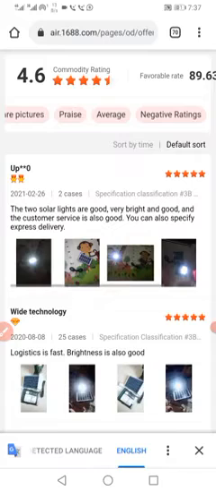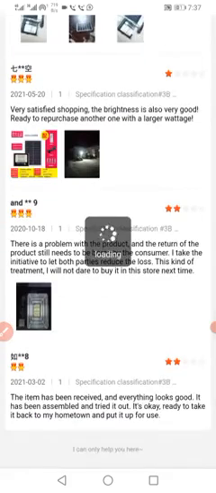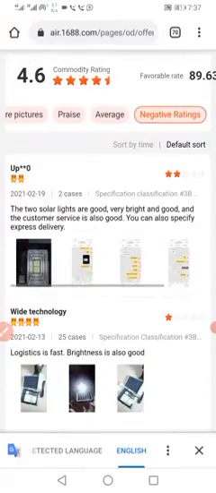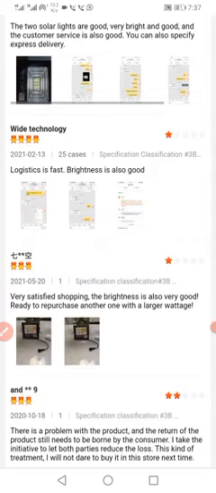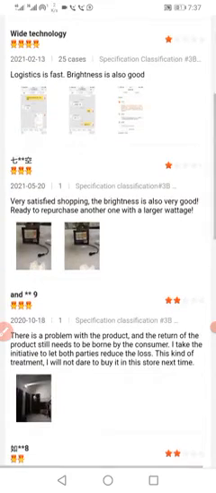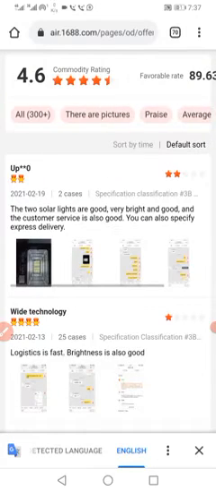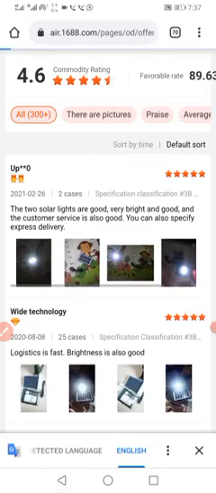Let me see if you have any negative comments here. The item has been received. Nothing. I think they're still making changes to this page. Okay, it has loaded. Very satisfying shopping. There's a problem with the page. Still a good rating. Okay, so that is the fourth thing to check out, the review.